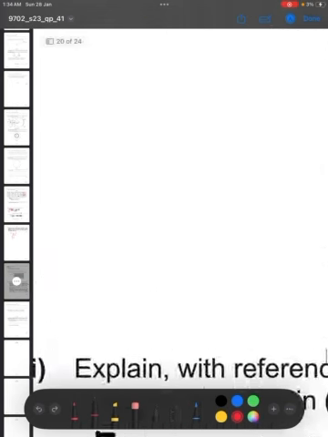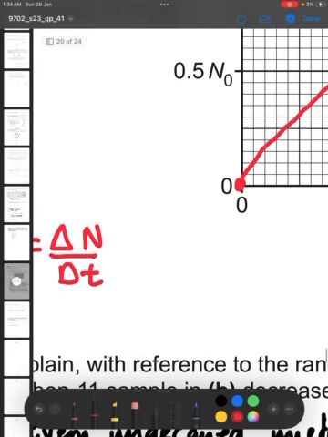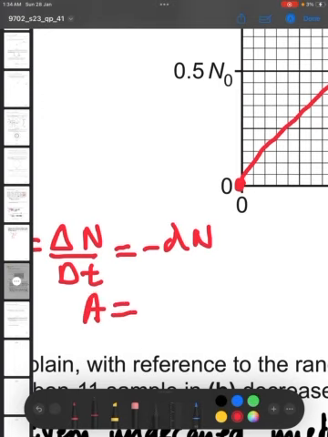Now, it is important for us to understand that activity is the rate of decay, which we can say is delta N over delta t. However, activity is also given by minus lambda N, or lambda N, sorry. The minus we can ignore, or the minus simply means that the activity is decreasing as N is decreasing. So magnitude-wise, activity is equal to lambda N.